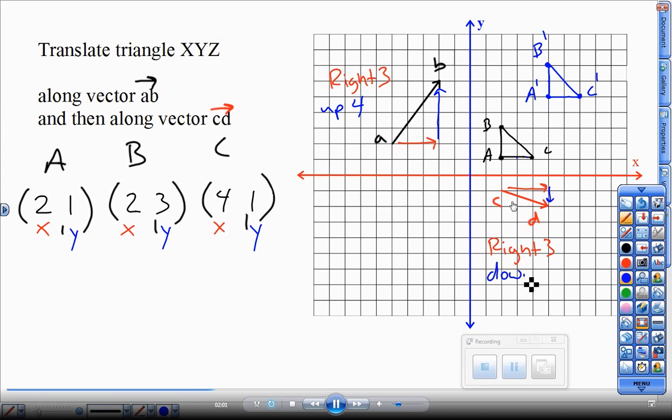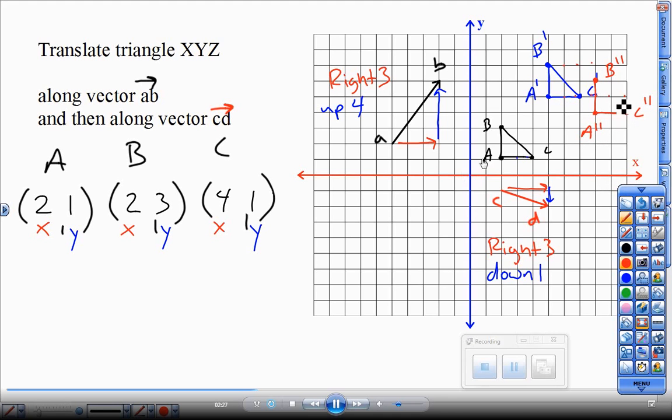Right 3, down 1, right 3, down 1. So I go back to this, and I'm going right 3, down 1 to get that new C double prime. Taking B, right 3, down 1. That's the new B double prime. And then A, right 3, down 1. That's the new A double prime.